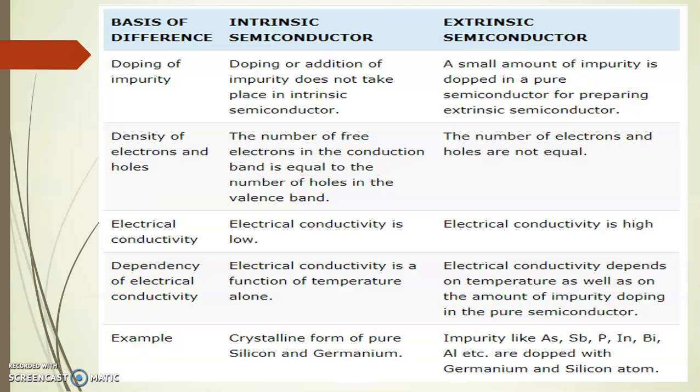Therefore, they are used in manufacturing all electronic components such as diodes and transistors. Thus, doping is necessary for increasing the conductivity of the pure intrinsic semiconductor. And further, extrinsic semiconductors are of two types, that is P-type semiconductor and N-type semiconductor. This we will see in the next slide.